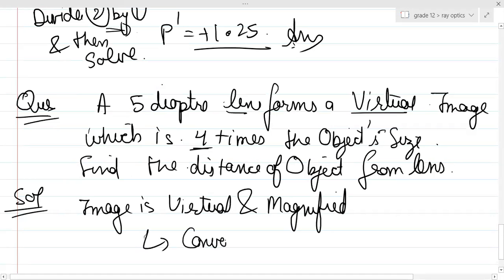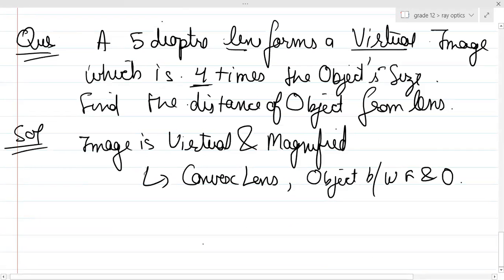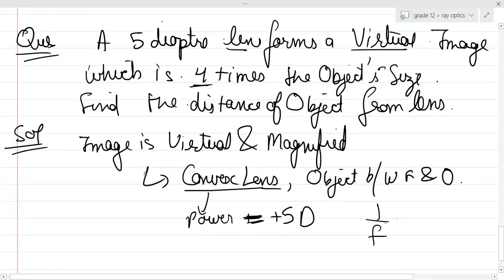Am I talking about a convex lens, object between F and O, right? Yes, sir. So basically that is the case. So it is a convex lens, so power is positive, plus 5 diopters. If power is this much, then I can find out what the focal length is.